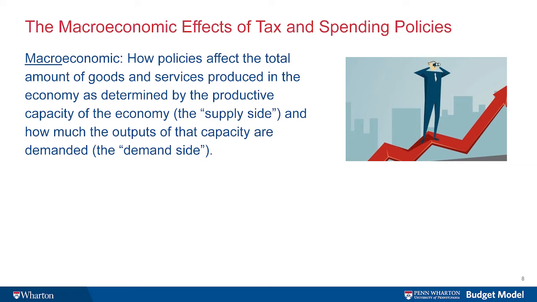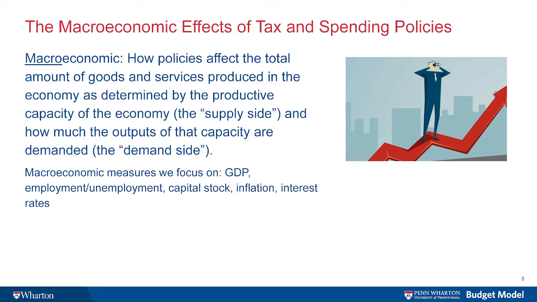So what we observe happening in the marketplace, in the economy, is the intersection of supply and demand, and the aggregates we tend to focus on are GDP, which is total output, employment or the unemployment rate, those are macroeconomic measures, the capital stock, inflation, which is how fast prices are rising, and interest rates. So these tend to be the top macroeconomic measures you'd hear about in the news.